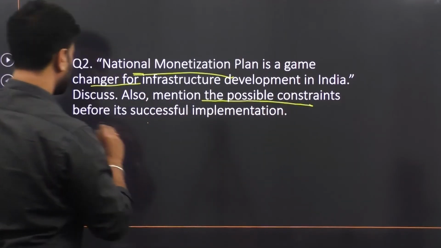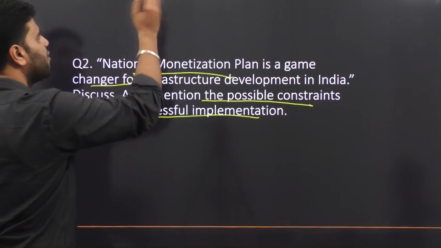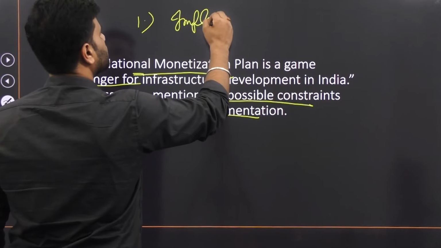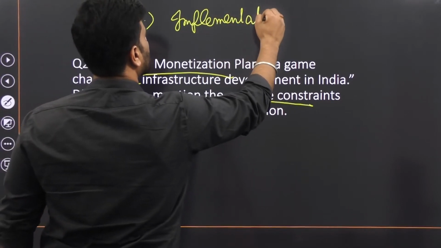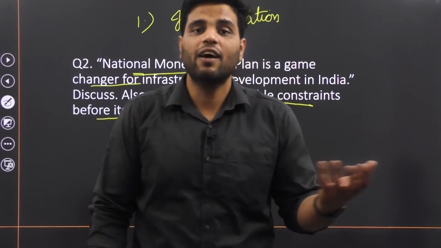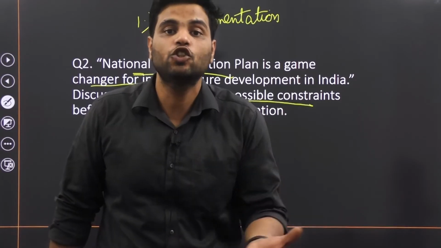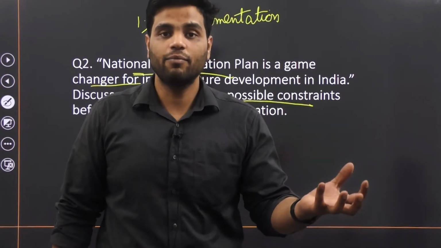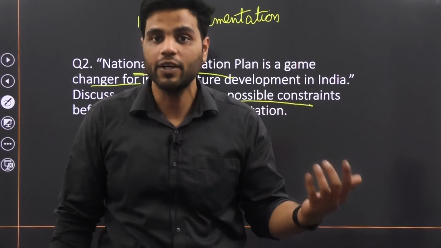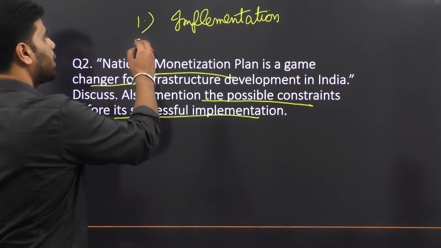Mention the possible constraints before its successful implementation. Now, what can be the possible constraints? They are very simple. One, implementation. If this national monetization plan is not implemented properly, well, government will not gain these 6,000 crore rupees. These 6,000 crore rupees are the potential gains that government can get by monetizing these assets. But if this plan is not implemented properly, government might not get 6,000 crore rupees. All right. So implementation part is very important.